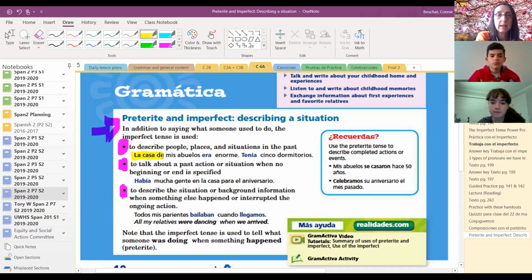So, Nicolas, read the first example here. The one that I highlighted in yellow. Oh, sorry. That one. La casa de mis abuelos era enorme, tenía cinco dormitorios. Mm-hmm. Are they using the imperfect there? Sí. How do you know? You're right, but how do you know? The conjugation. Era and tenía are verbs that are conjugated in the imperfect. Now, do you understand what it is saying?